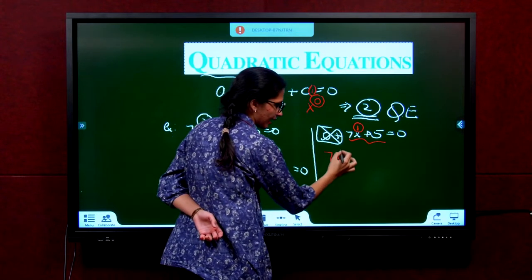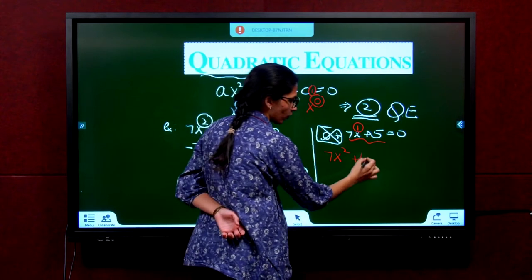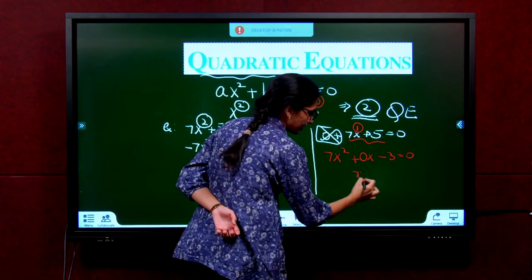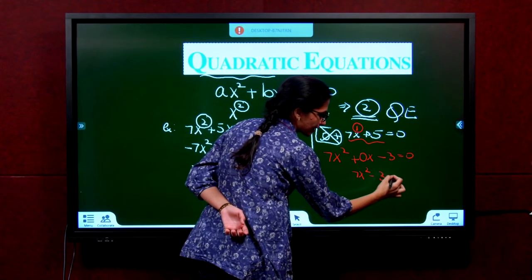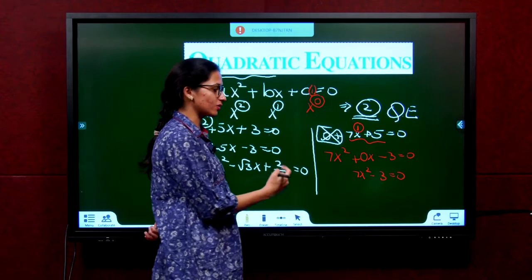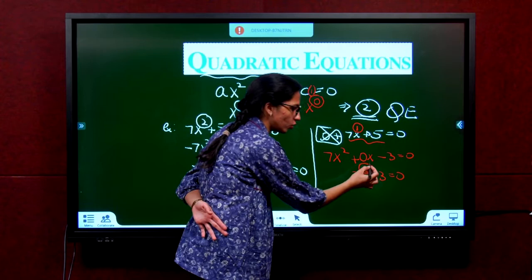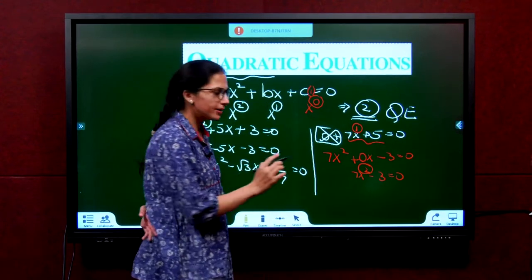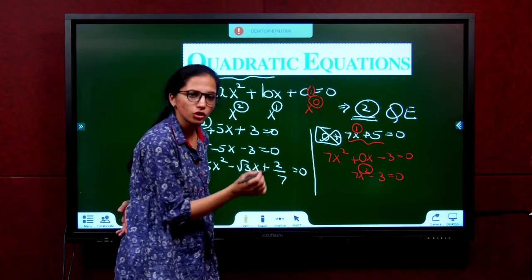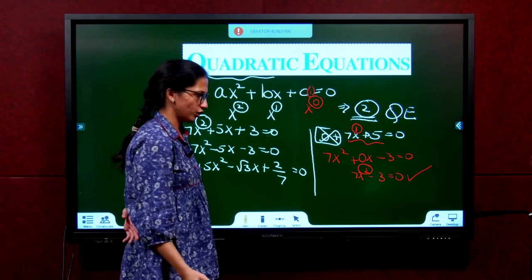Let's see some other example. Keep the first term as it is 7x square, but what if I make my second term 0? 0x minus 3 is 0. 7x square minus 3 is 0. Is this a quadratic equation? Yes, it is. Why? Because the highest power of x is still 2. No doubt, the middle term is missing, but the highest power of x is still 2. Yes, therefore, it is a quadratic equation.